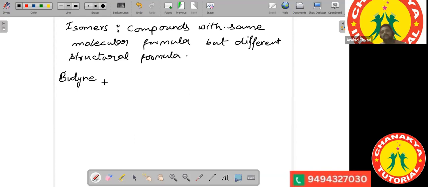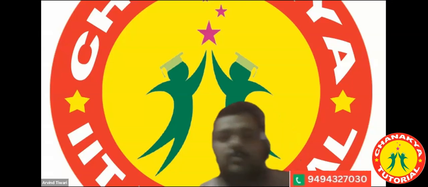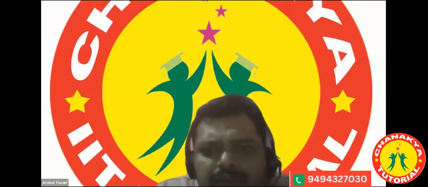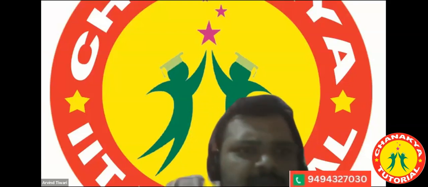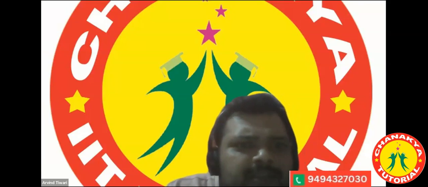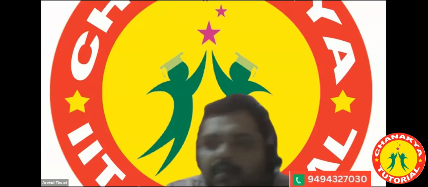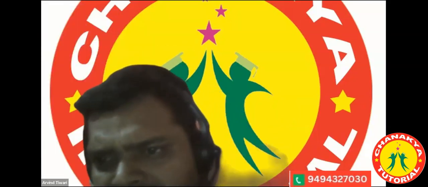Draw butane. Okay, who has drawn butane? Sir, I have drawn it. Okay, so I can see one. Dhanunjay, yours is correct. Okay, Monish, yours is also correct. And Shreyasi. Okay, Shreyasi is also correct.